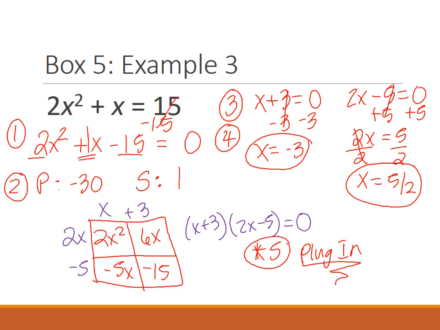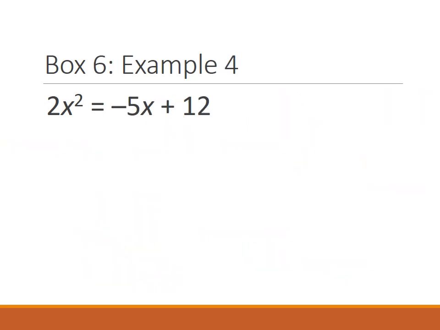So again, how you choose to do step 2 is up to you. Box, X, grouping, whatever other little trick of the trade that you've learned. Okay? All right, so you're going to do the last box, which is box 6. And here's your example for that one. You have 2x squared equals negative 5x plus 12. You want your leading coefficient to always be positive. So do not move the leading term if it's positive. Move things towards it.